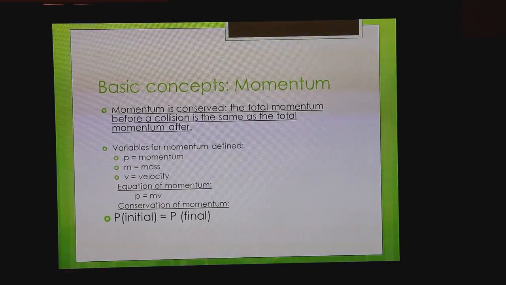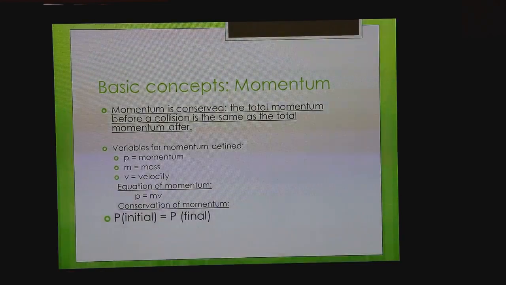First of all, momentum. Now, momentum is always conserved in a closed system. The total momentum before a collision is always going to be the same as the total momentum after. Now, here are some important variables for you guys to know. First of all, P is equal to momentum, M is equal to mass, and V is equal to velocity.